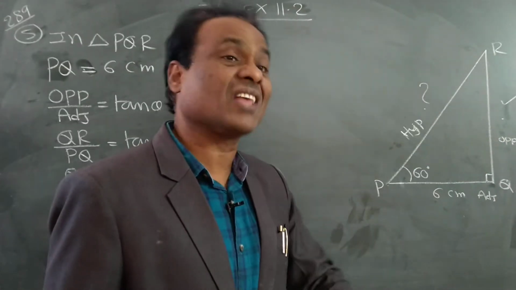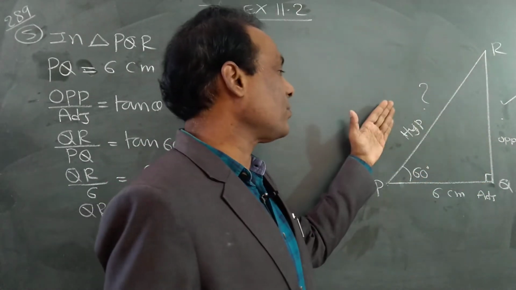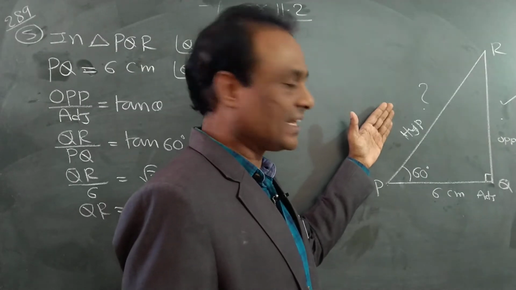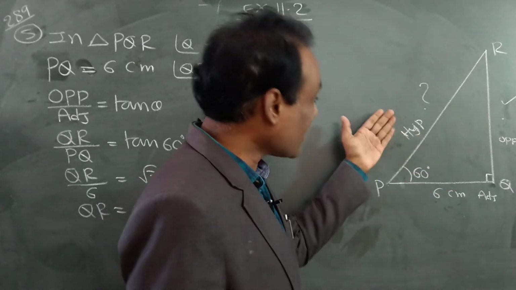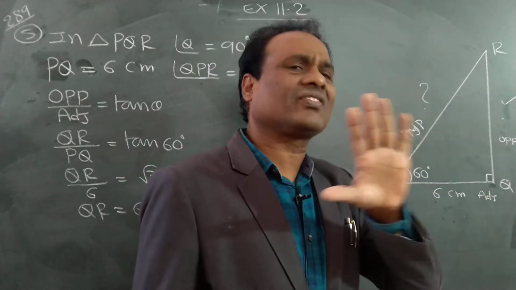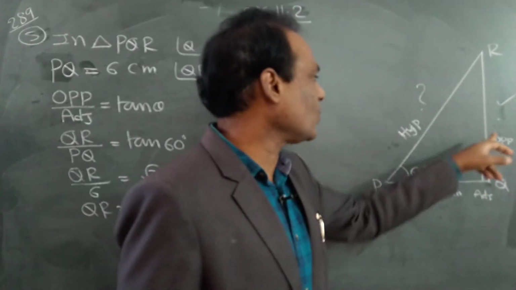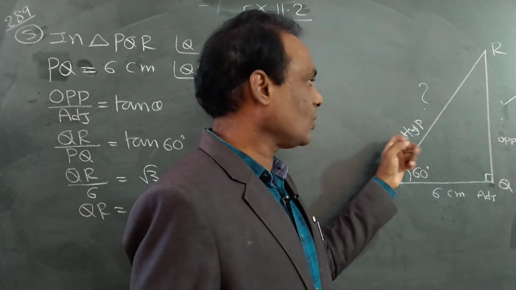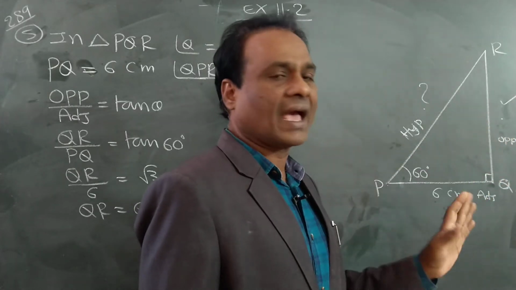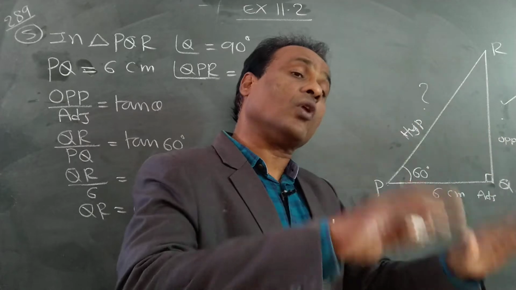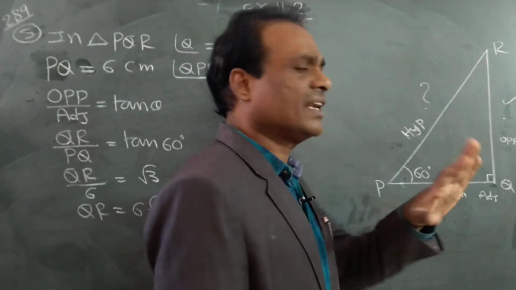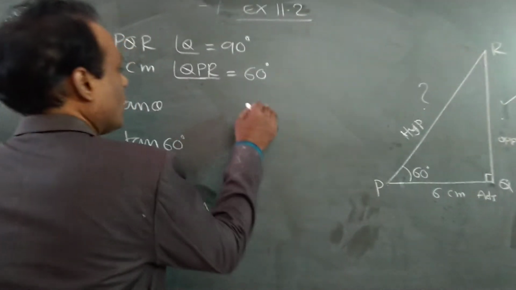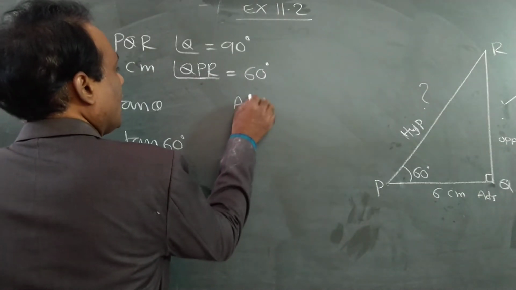We can take cos also. Cos is adjacent by hypotenuse. That we can take, because this is known and this we have to find. We can take secant also, hypotenuse by adjacent, except tan and cot, because tan is only these two. We want this, so we cannot take these two. Except tan and cot, the remaining 4 ratios you can take any one. I will take cos.